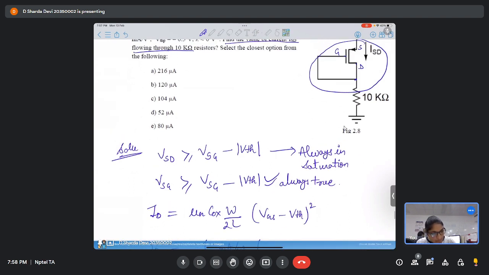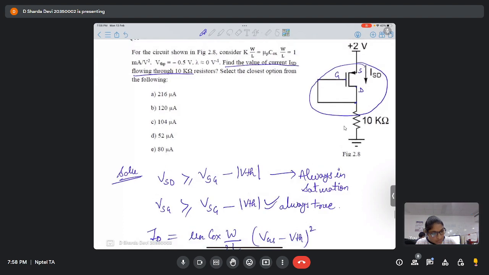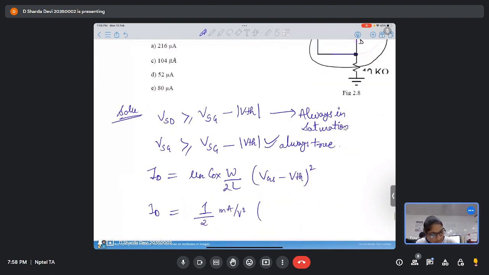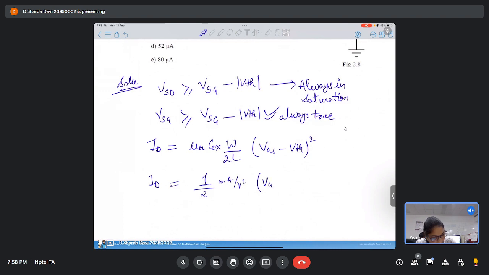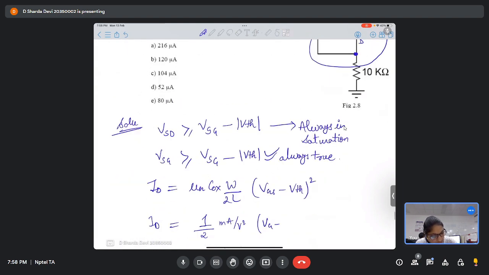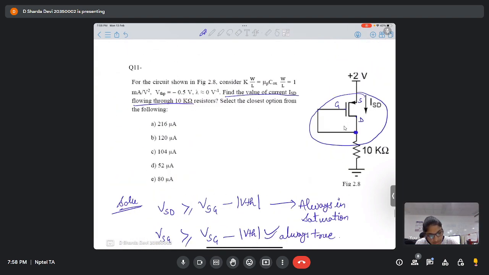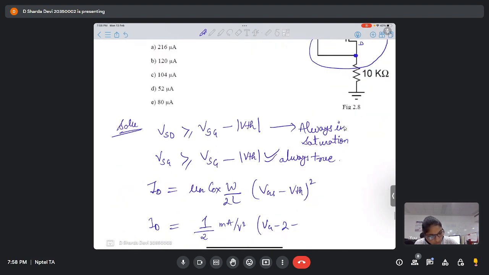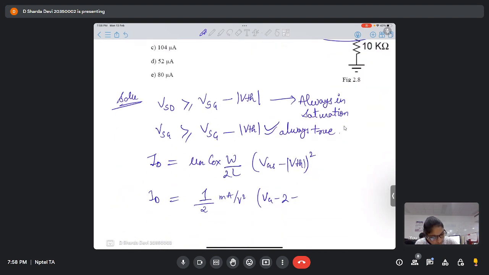See here VGS, how will we write? VG minus VS. VS is 2 volts minus VTH is 0.5. This is mod. And actually, since it is a PMOS, so let me write it as a PMOS only, VSG. So it's actually (2 minus VG minus 0.5) whole square.